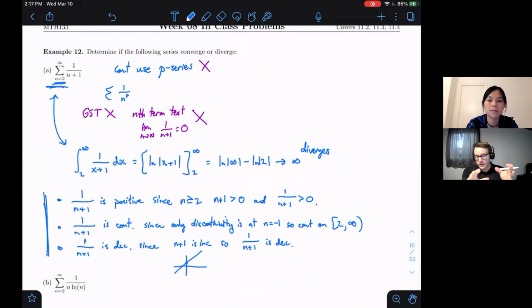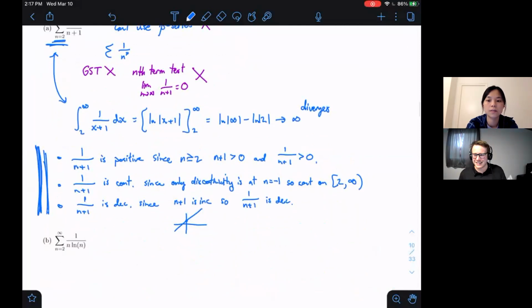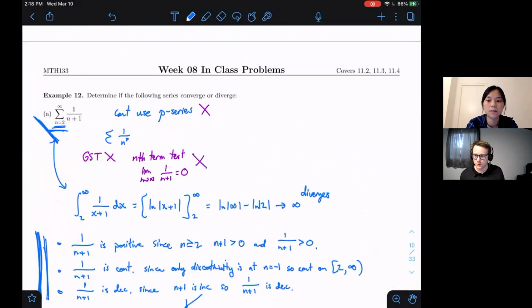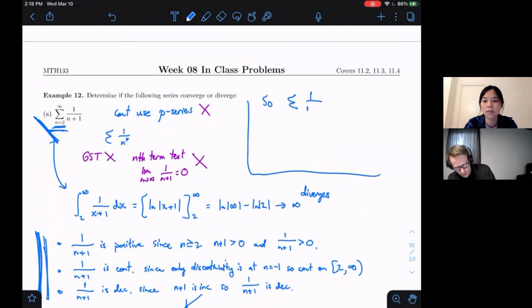Since the improper integral diverges, and we know that there is this link, we know that whatever the improper integral does, so too does the series. If it converges, then the series converges. If the improper integral diverges, then the series diverges. So since this diverges, we now know with certainty that our original series diverges. So this series here, 1 over n plus 1, diverges by the integral test.